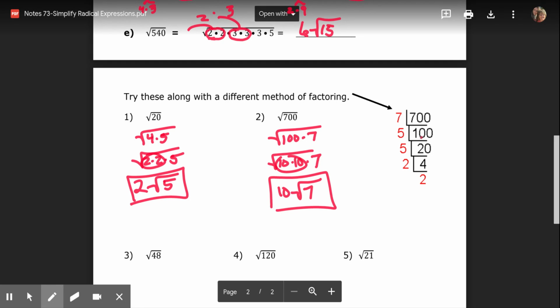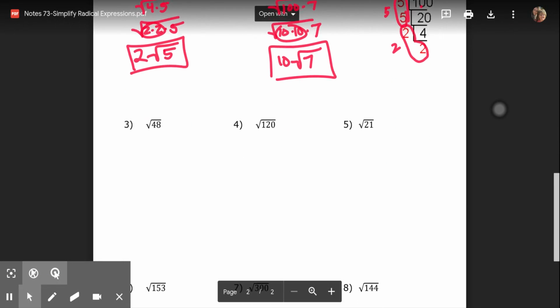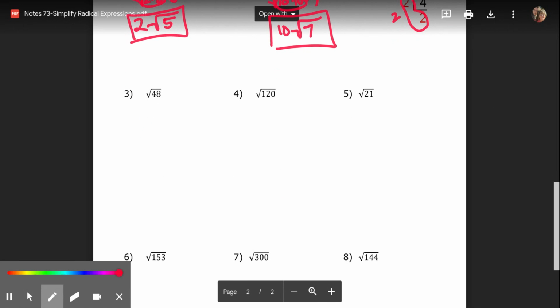And then you're done, because 2 is a prime number, so you can't break that down anymore. So I have a pair of 2s and a pair of 5s. So this would be 5 times 2 is 10, and then you have that 7 left over. So that's just another way that you can break your prime factorization down if you choose to do it that way.